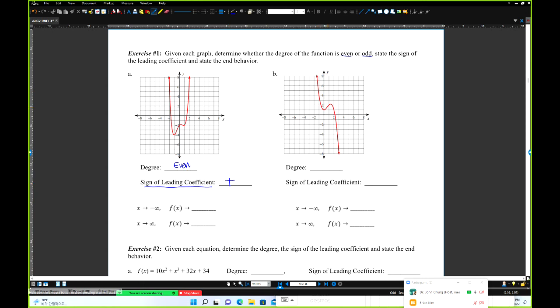This one is one side up, one side down. That means the degree is odd. But the right end is pulled down. Down is negative infinity. Cube, but we take a negative sign, so LC is negative. In this case, right down, left up.